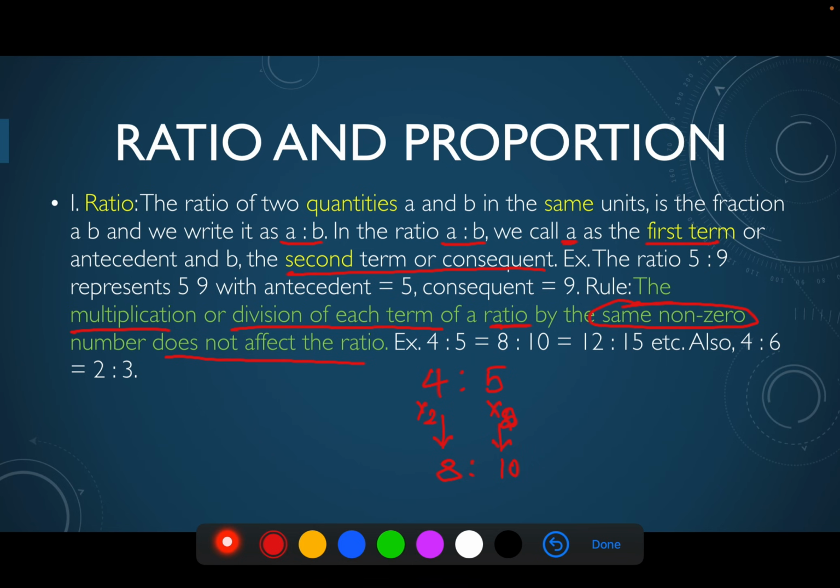And if you multiply 4:5 by 3, it will also be a ratio. And if you take 4:6 and divide it by 2, that is multiply with half, you will get 2:3. So what we are getting is that these terms and these terms are in equal ratio.